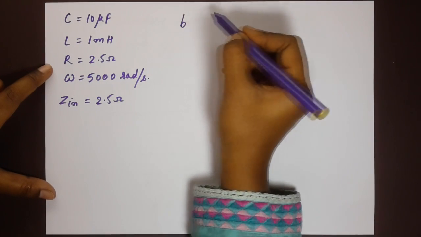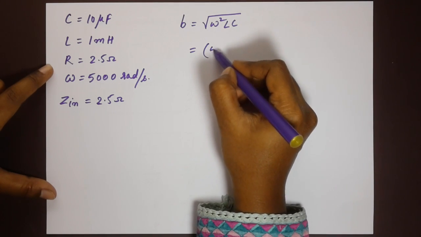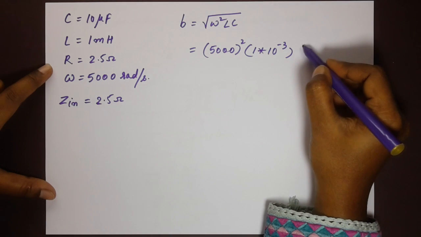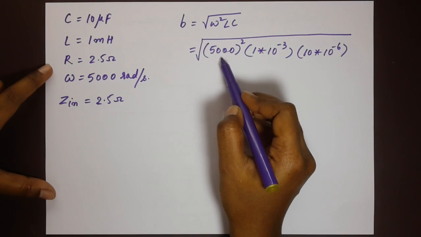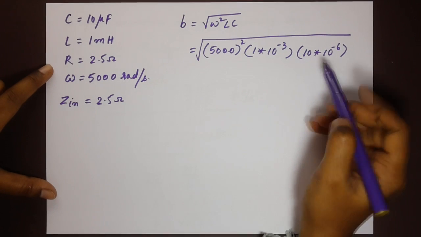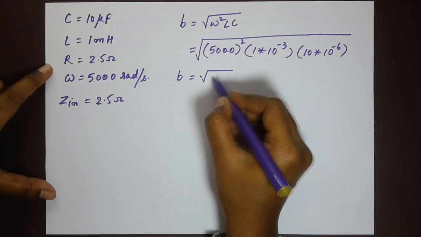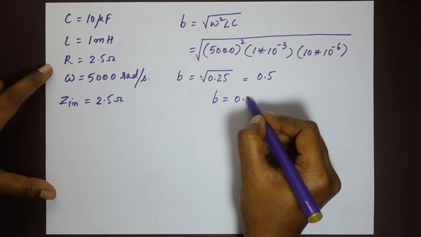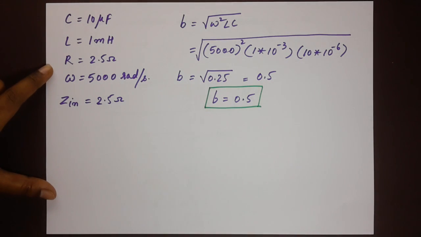We have found the expression for B as root of omega square LC. Let's substitute. 5000 square into 1 into 10 power minus 3 into 10 into 10 power minus 6. Omega square LC. Now if we solve this, what do we get? We should get root 0.25. And the square root of 0.25 is 0.5. So the value of B is 0.5. That's our first value. Now that we have the value of B, let's move on to find the value of A.